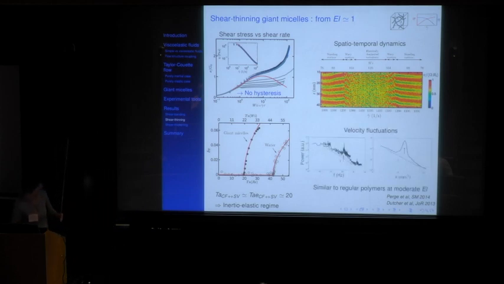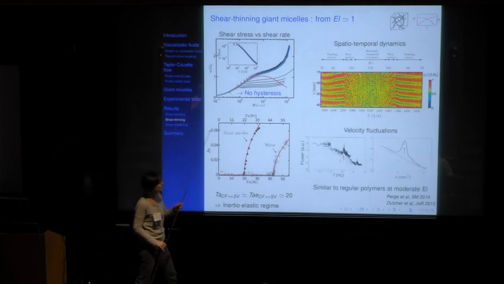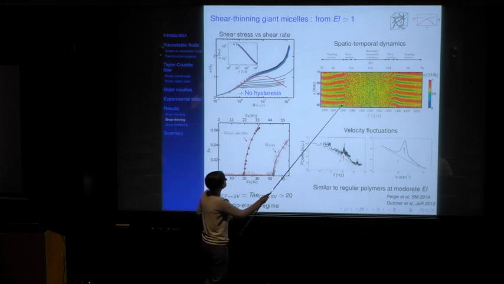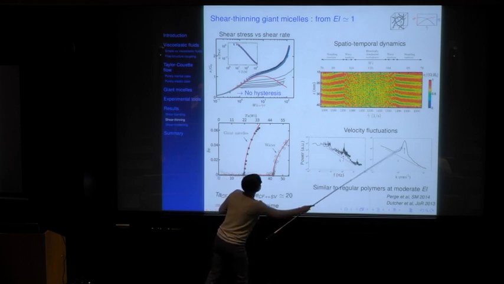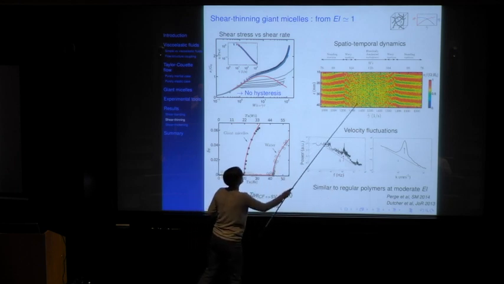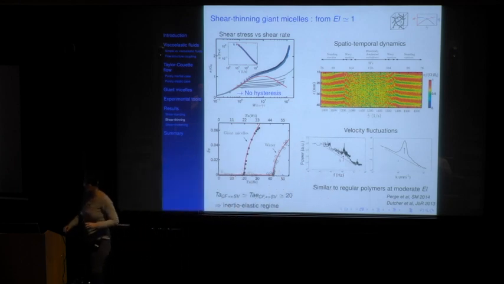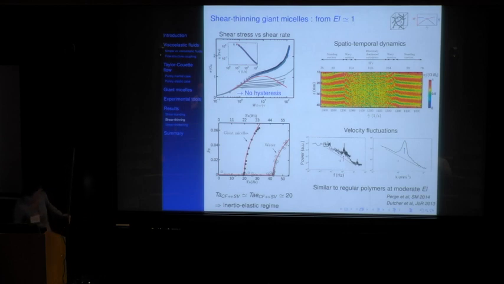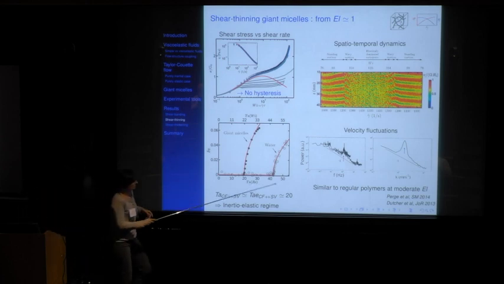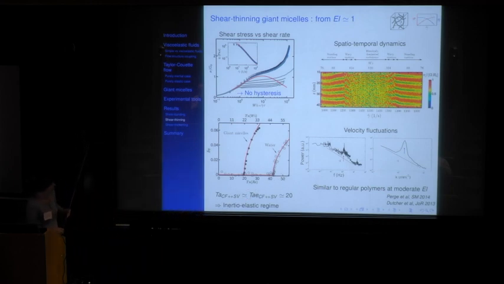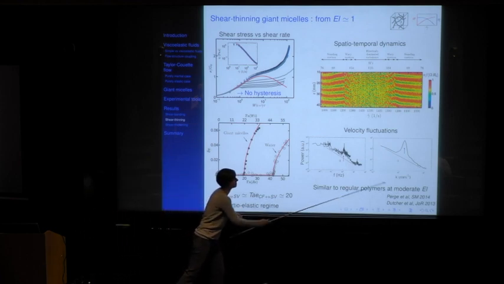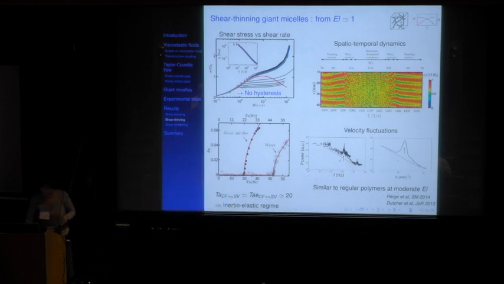We tried to compute the spectra of the velocity fluctuations, and in contrast to the previous case, we have something which is not featureless because we have these broad peaks here. So we have a structure in time and space which stays in the system. It's a situation very similar to what happens for regular polymers at moderate elasticity, so typically, let's say for polymers, an elasticity number of 0.1 or 0.2.